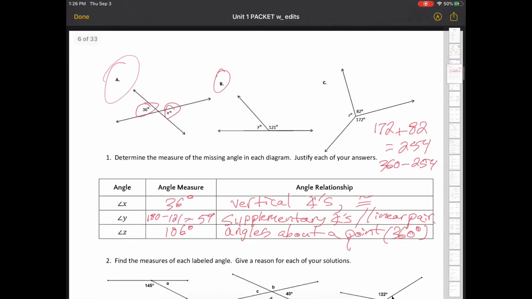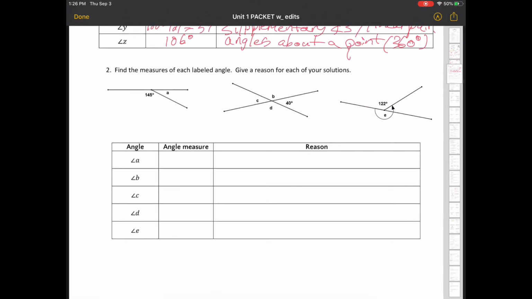So moving on, we once again have to find the measures for the labeled angles here. So if we take a look, angle A, again, is along a linear pair. So this is going to be supplementary. So let's go ahead and take care of 180 minus 145. And there we get angle A is 35 degrees.